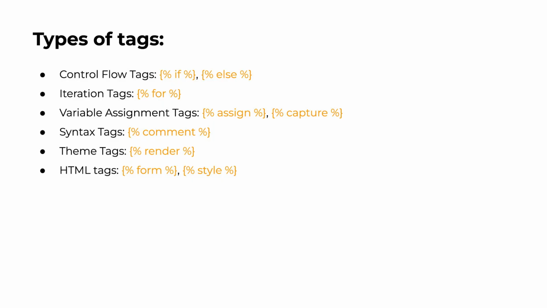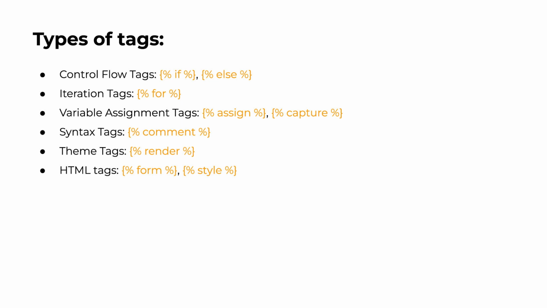Tags come in different types, like control flow tags. They manage conditions, for example, if and else tag. Iteration tags are used to create loops, for example, for loop. Variable assignment tags, for example, assign and capture tag. We have used them to declare variables. Syntax tags, we have seen how to make comments in Liquid. This tag falls under this category.